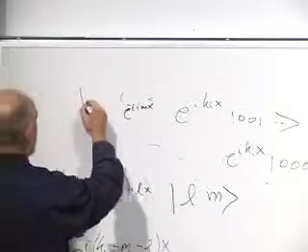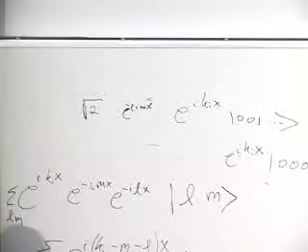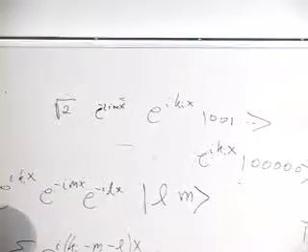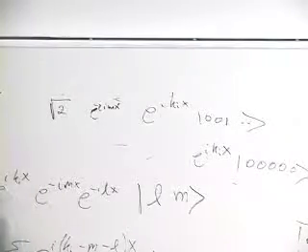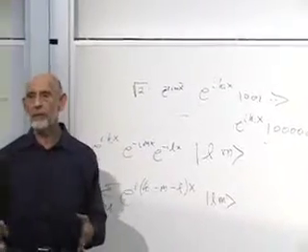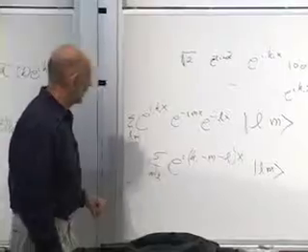Wouldn't L and M have to be off by 1? No, because A plus acting on n gives you square root of n plus 1, creating n plus 1. Don't confuse particle number with momentum number.